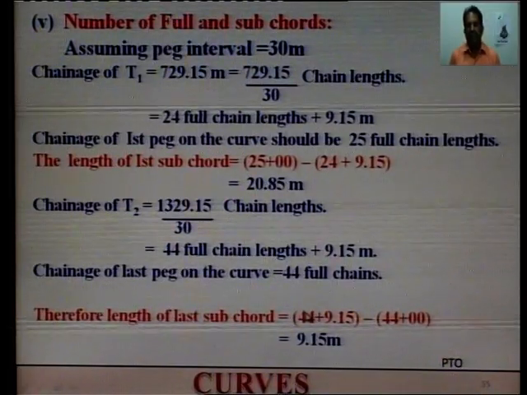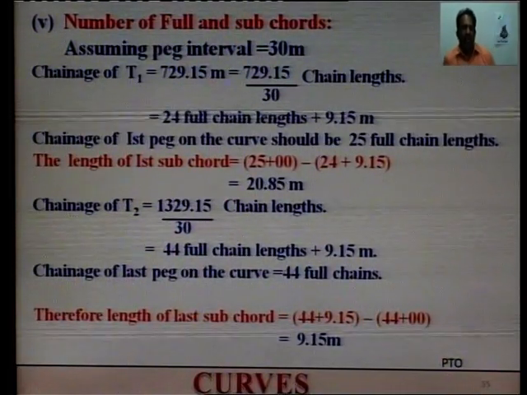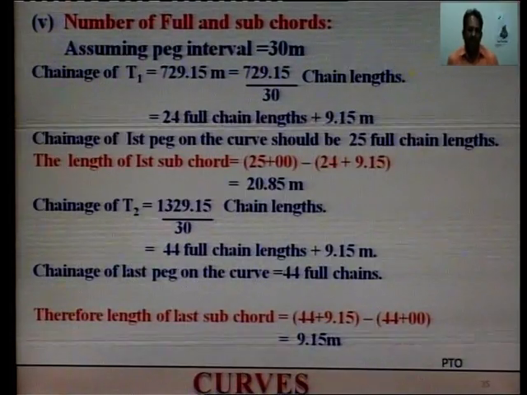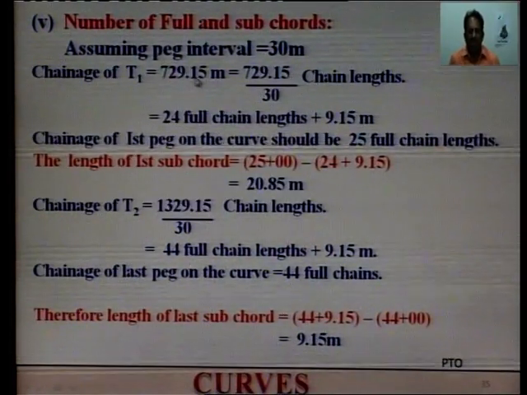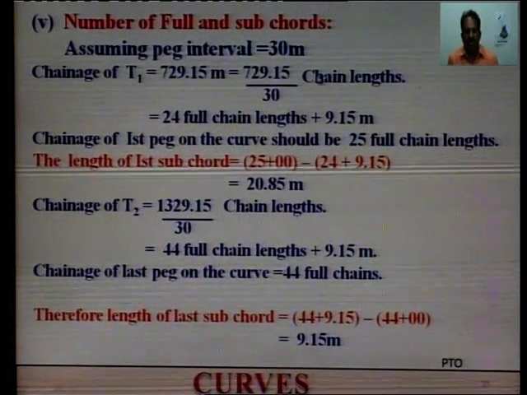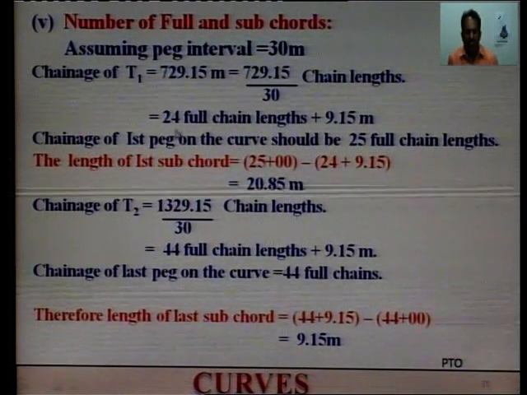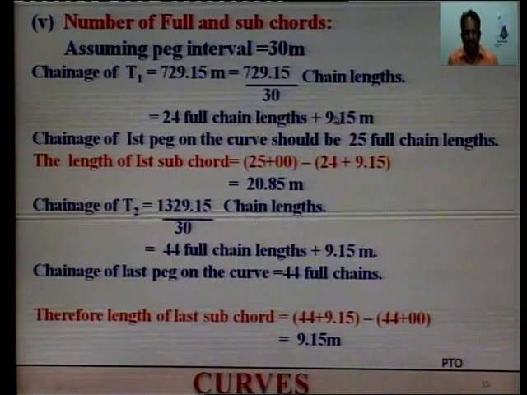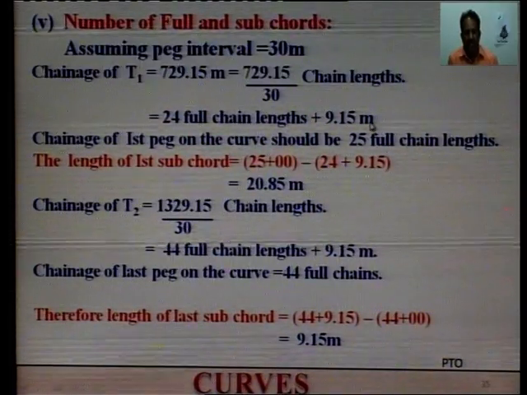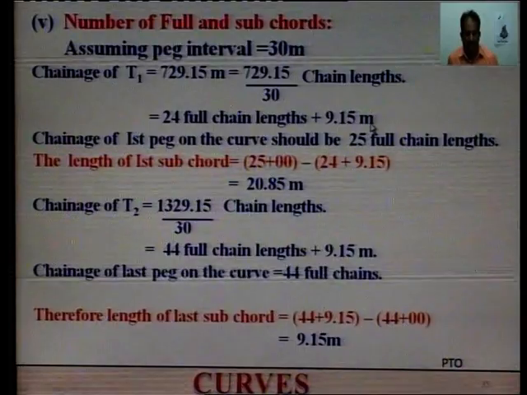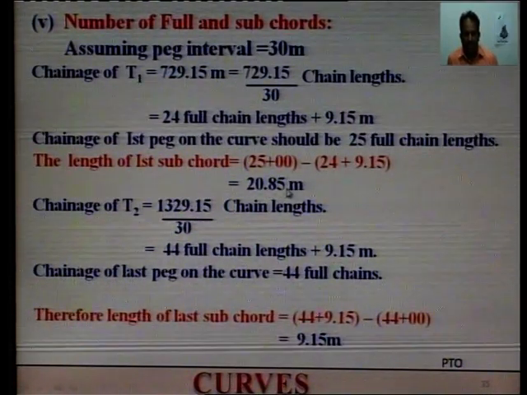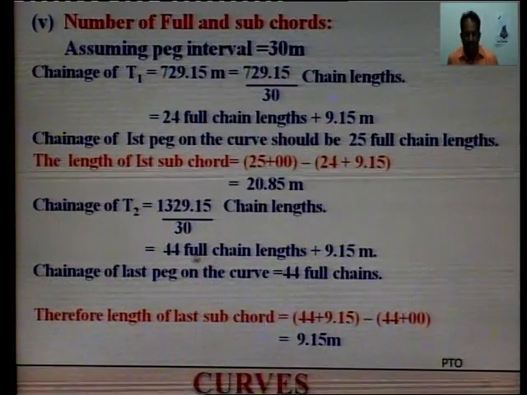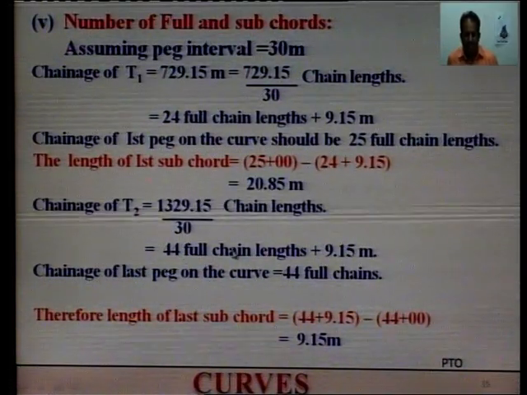What is more important in this numerical is how we find out the full length of chord. So, we assume peg interval as 30 meter, chainage of T1 is divided by 30, that comes out to be chain length. So, 24 full chain length of 30 meter plus 9.15 meter, this is the first subchord. The length of first subchord comes out to be 20.85 meter to make it a whole number. So, 45 there will be full chain length of 30 meter.